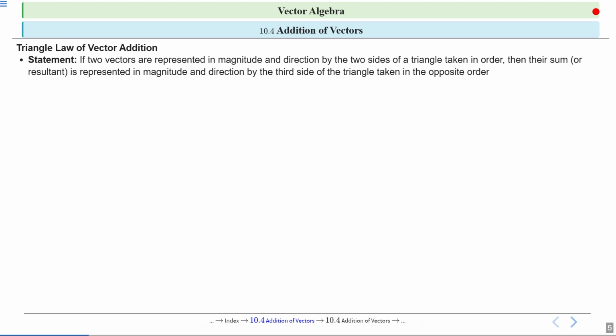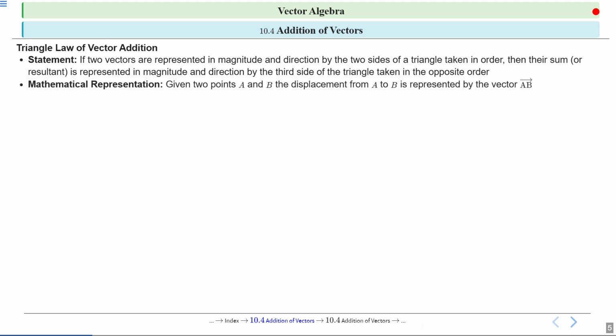So, statement. Let's start with the statement of the triangle law of vector addition. It tells us that if two vectors are represented by two sides of a triangle taken in order, their resultant is represented by the third side taken in the opposite order. This is a key concept that helps visualize vector addition geometrically.